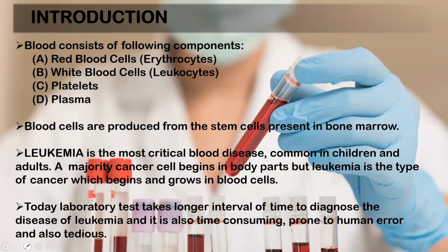Now let's start with the introduction. Blood comprises platelets, plasma, red blood cells, and white blood cells. Each one of them is made continuously in the bone marrow and released timely in the bloodstream. The normal cell growth, hampered by the exponential growth of abnormal blood cells, is the main cause of cancer. There are three main types of blood cancers, that is leukemia, myeloma, and lymphoma. Leukemia is the most critical blood disease, common in children and adults.